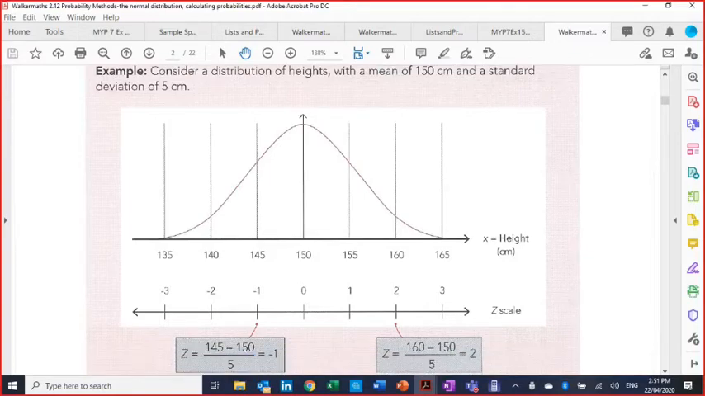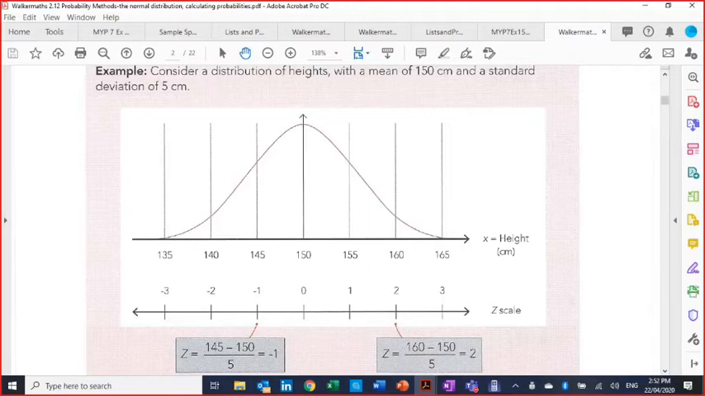So 150 centimeters means 150 is right in the middle, and each line, and remember there's 3 above and 3 below, is a standard deviation of 5 centimeters. So you'll see if it's 150 in the middle, then it's 155, 160, 165. So in other words, they're adding 5 to each one. And as you go down, you're below the mean, so you're getting smaller by increments of 5.